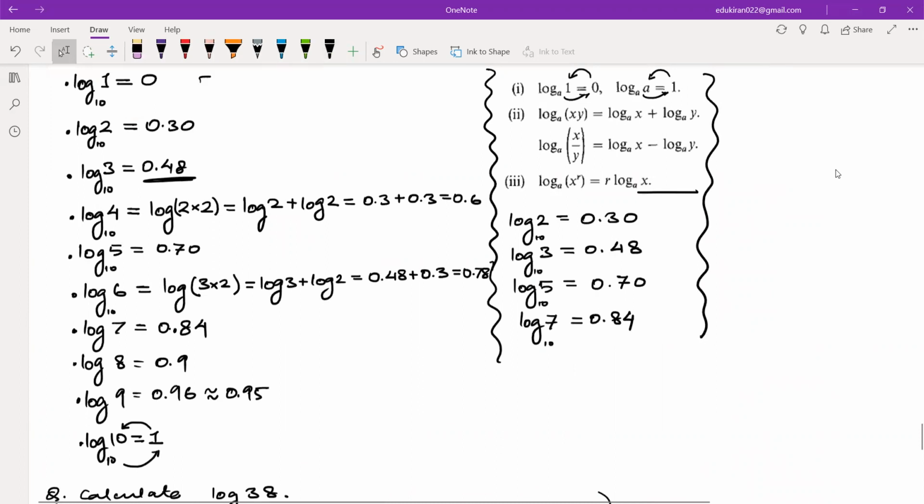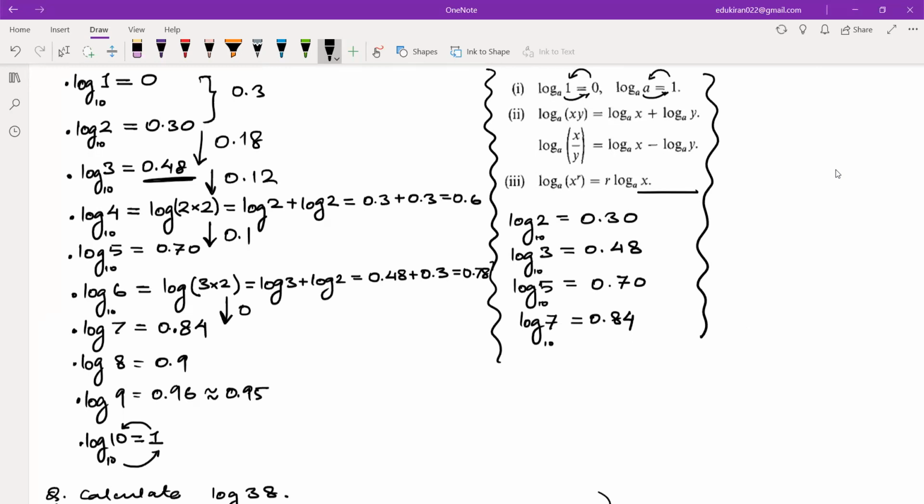If I see the difference between log 1 and log 2, the difference is 0.3. If I move further down, the difference is 0.18. If I go from 3 to 4, the difference is 0.12, yes or no? If I go from 6 to 7, the difference is 0.1. If I move further down, it is again 0.6, and then there is 0.5, then there is 0.5, right?